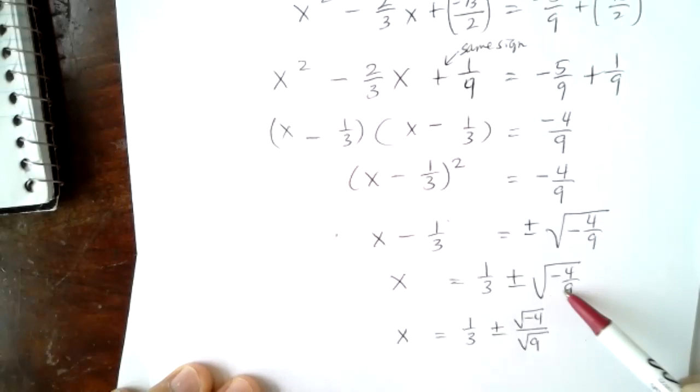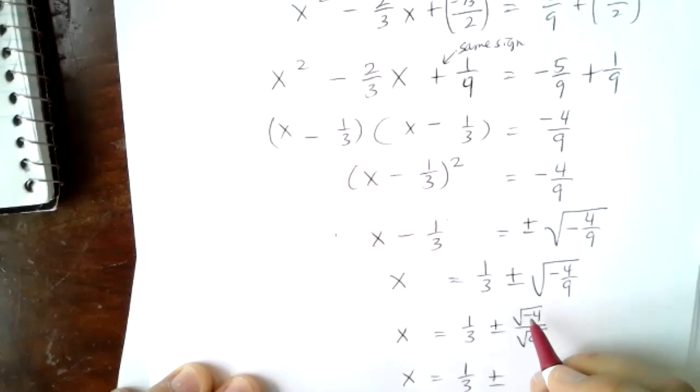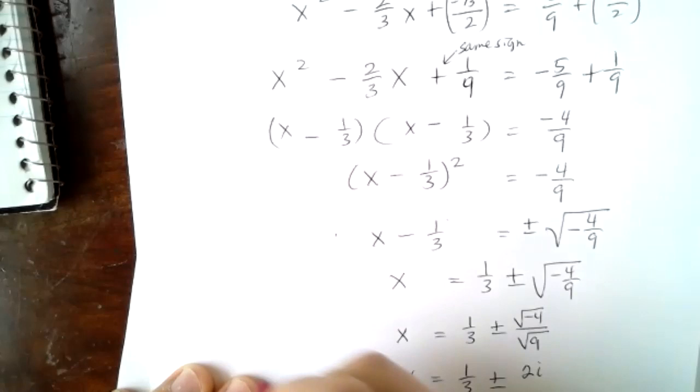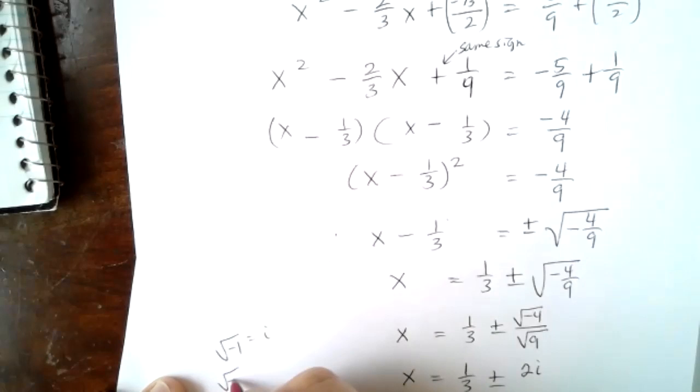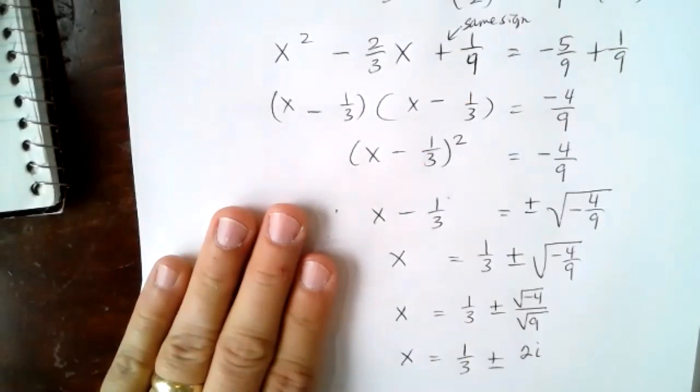Okay. Plus or minus. Now the square root of negative 4 is going to be 2i, right? Because the square root of negative 1 is i. And if I have the square root of negative 1 times 4, then I have 2i, because the square root of 4 is 2. I know this is a lot of information, but hey, we're at the end of completing the square.